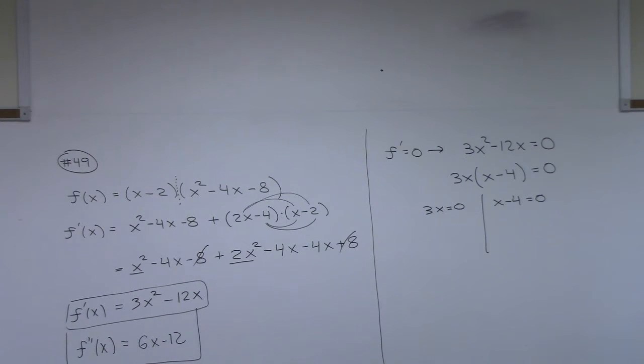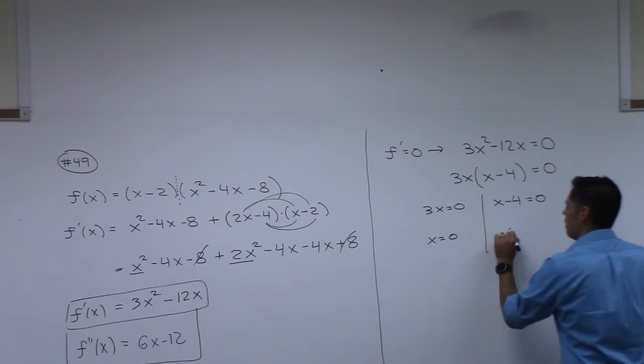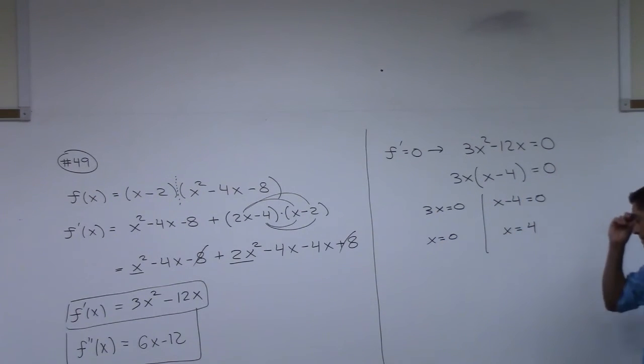So the first one is 0, and the other one is 4. Okay? Now, what do I do with that? Those are my critical numbers, right? So what do I do with them?